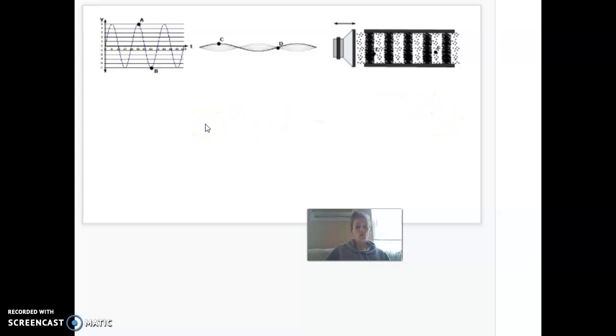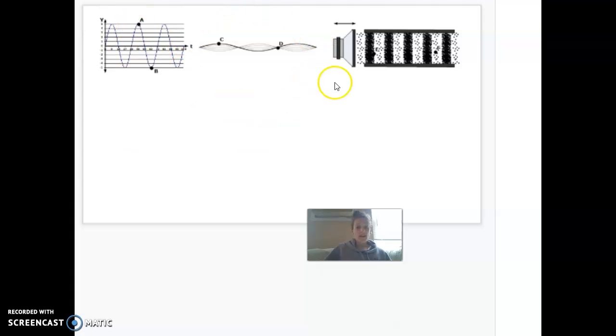If we wanted to measure the wavelength of any of these, we would need to measure the horizontal distance between any two repeating points. So if I looked at my graph, that would mean I'm measuring from crest to crest, trough to trough, or I could even do from the start of one wave to the start of the second wave. The amplitude is given from the resting position. So on a graph, that would be the x-axis. The amplitude is the resting position to the maximum displacement.